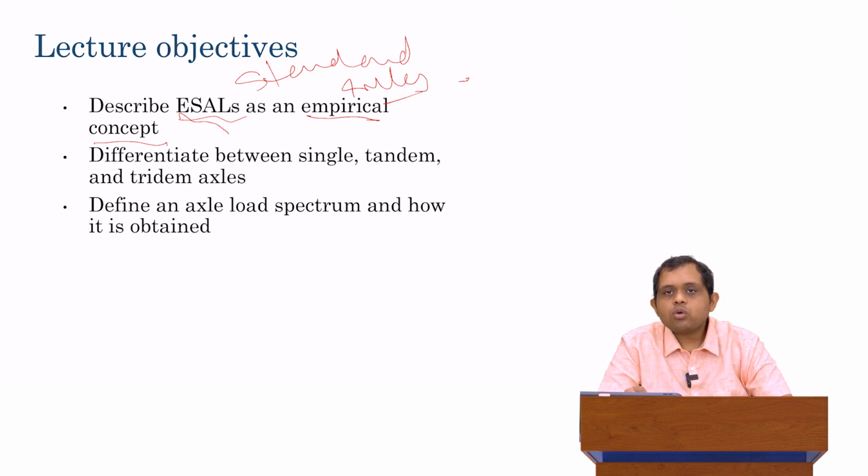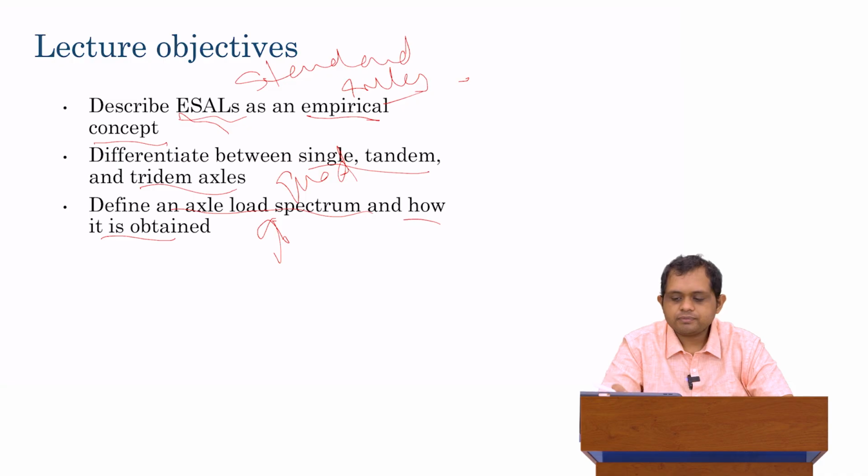I will then tell you what are the types of inputs, how do we actually characterize traffic in mechanistic empirical design. And there I will introduce what might be somewhat new terms for many of you, that is single, tandem, and tridem axles. There's also another category called quad axles, so I'll introduce that as well. And I will define something called an axle load spectrum and how it is obtained. As we shall see, for the mechanistic empirical design of rigid pavements, the axle load spectrum is ultimately the main measure of characterizing traffic that we use. So I'll talk about what it is and how we measure it.